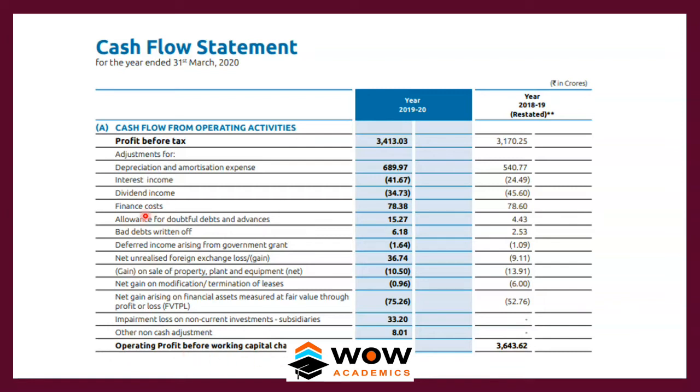So look at here, bad debts written off, that's taken out. Allowances, provisions, that's taken out, because allowances and provisions are not a cash flow activity. So anything which is not a cash flow activity is taken out. Any gain made is an income, so that is deducted out. So this is how it works. In the exam you won't have this many items. You will have a little bit fewer items.